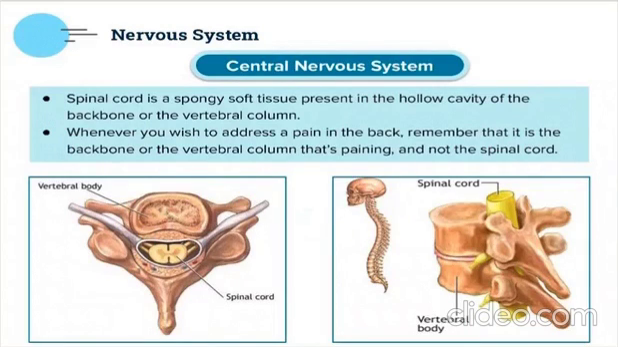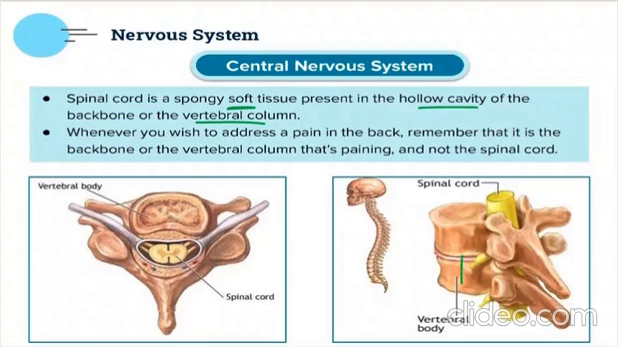Talking about spinal cord, it is a spongy, soft tissue present in the hollow cavity in the backbone of the vertebral column. Basically, you can say it's a kind of nerve, isn't it? It cannot be open. If it were open, it could get damaged. So it is present in our backbone, in our vertebral column, for control and coordination, isn't it? And the backbone protects it in the hollow cavity.